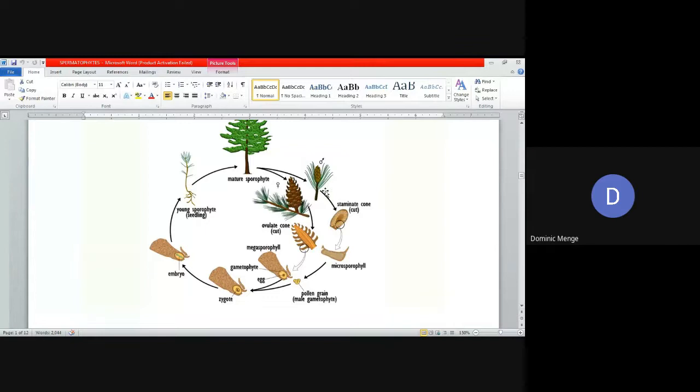The other issue that we need to mention is that male cones release a large number of microspores, or pollen grains. They release large numbers of pollen grains during the reproductive season and then die. Their work is just to release the pollen grains during the reproductive season, and they die.